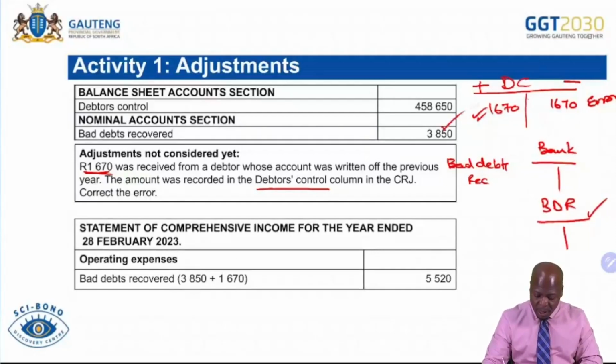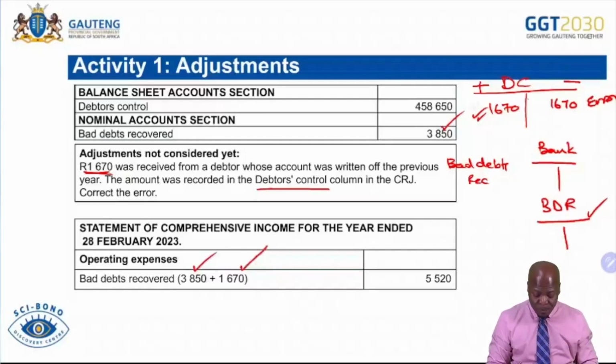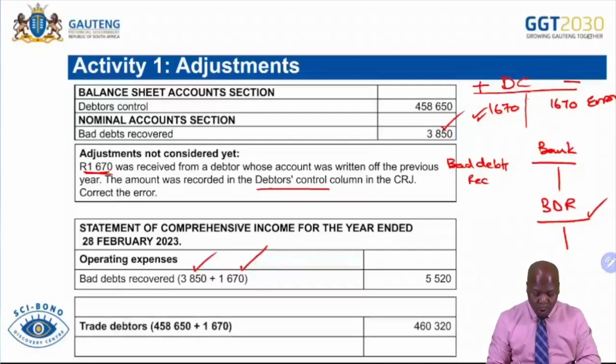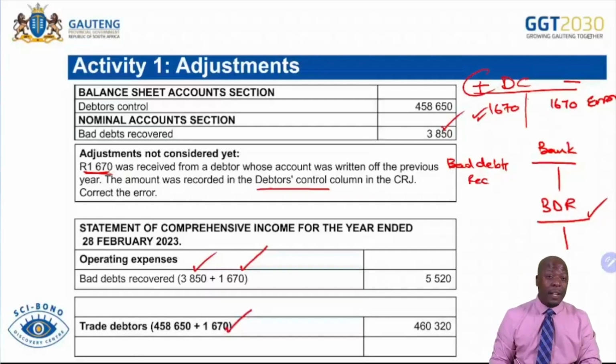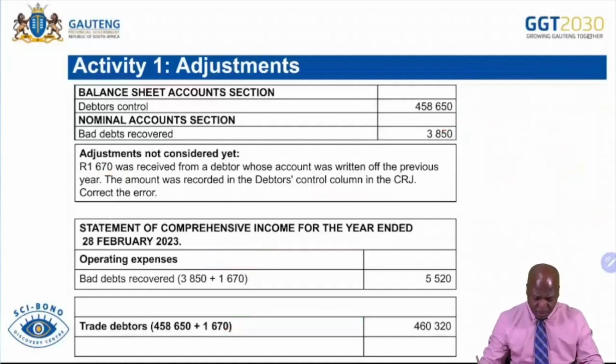Remember, initially we're 3,850, which is that one. Then we add the amount that was incorrectly recorded in the debtors control. And then secondly, we correct that error. And how do we do that? We come and we add back the 1,670. That is how we correct this particular error. Are we good? Can I go on to the next one? Okay, let's move on to the next one.